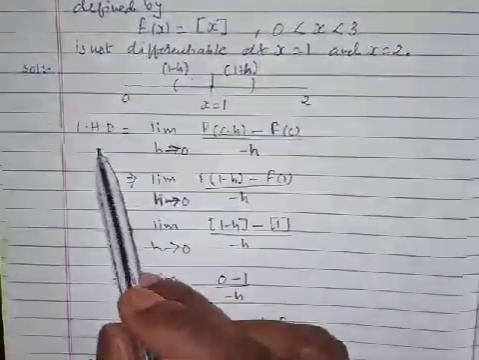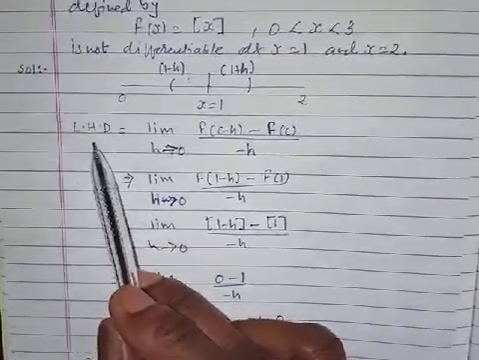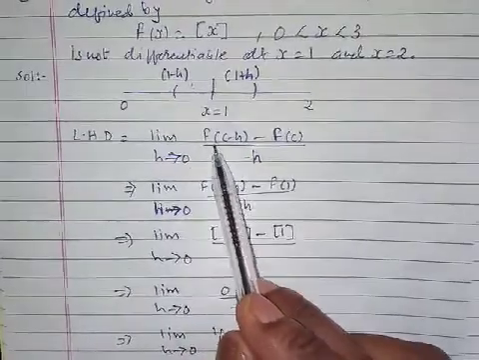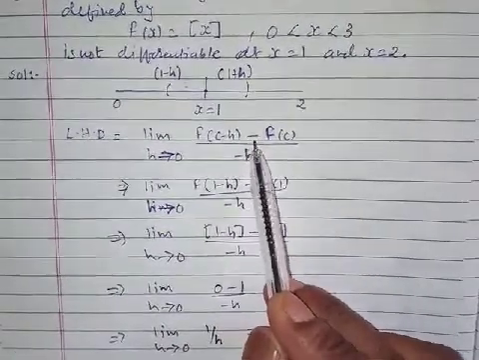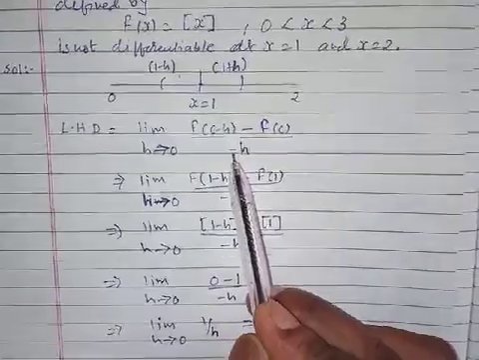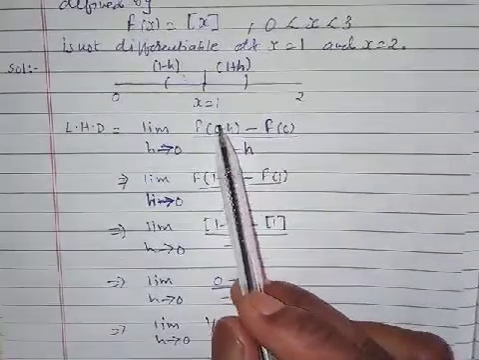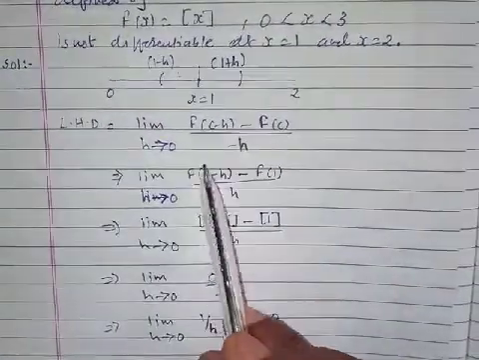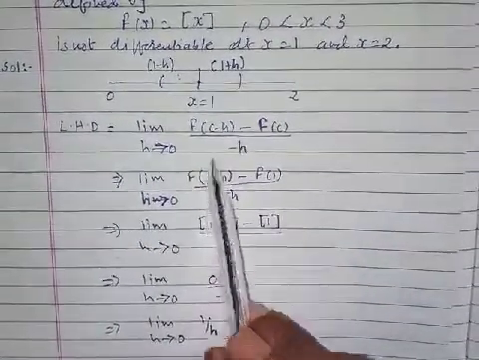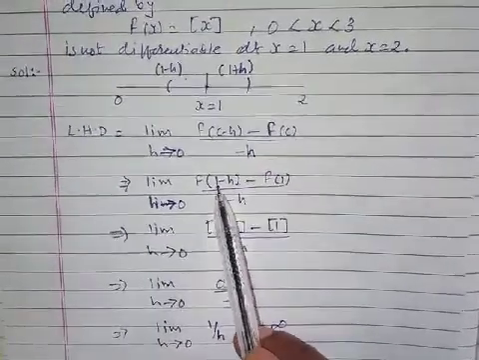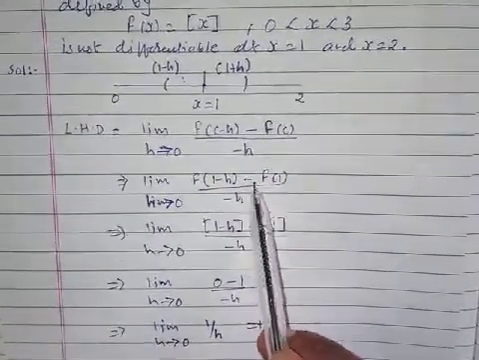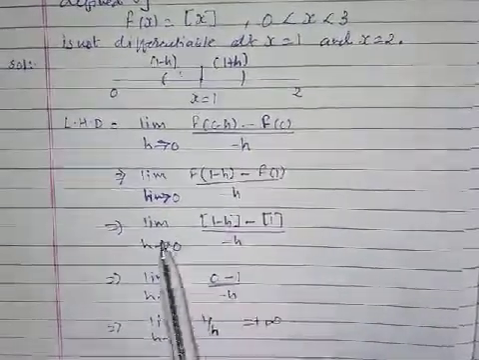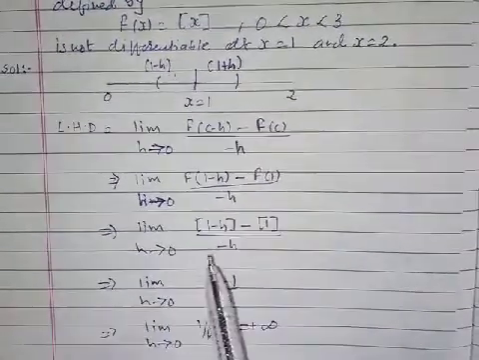So let's check the LHD, left hand derivative. Limit h tends to 0, f(c minus h) minus f(c) upon minus h. We are checking at x = 1, so c is 1. So limit h tends to 0, f(1 minus h) minus f(1) upon minus h.